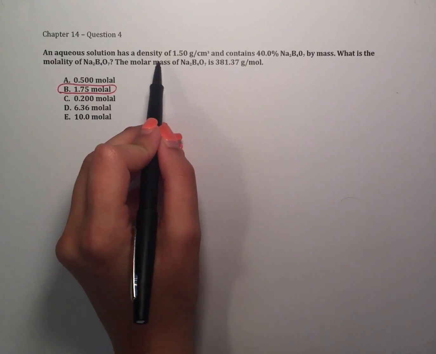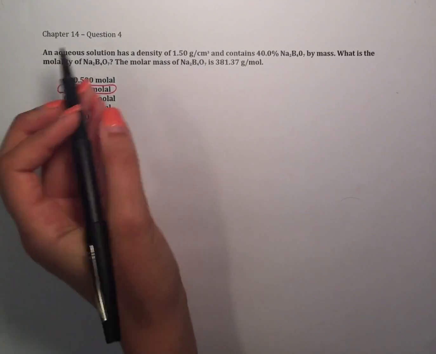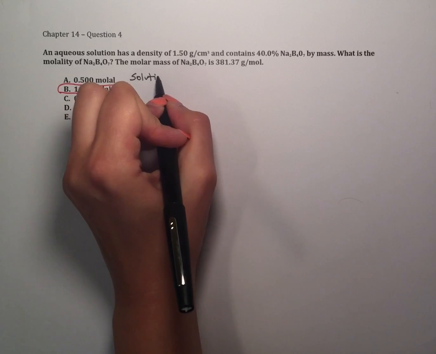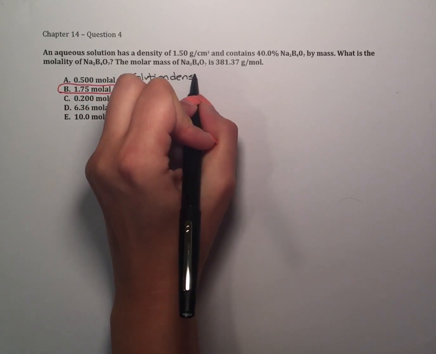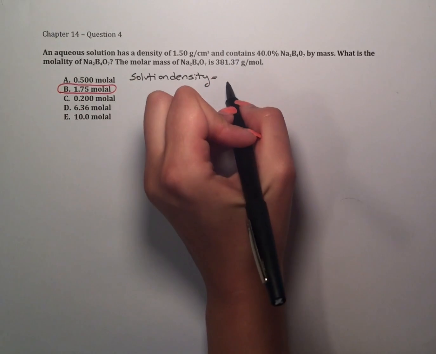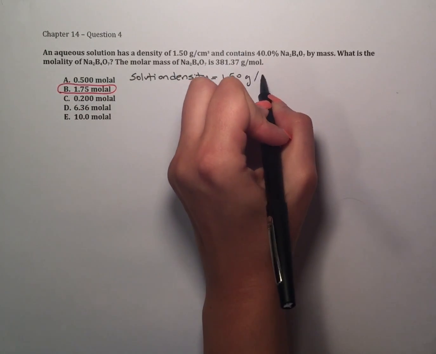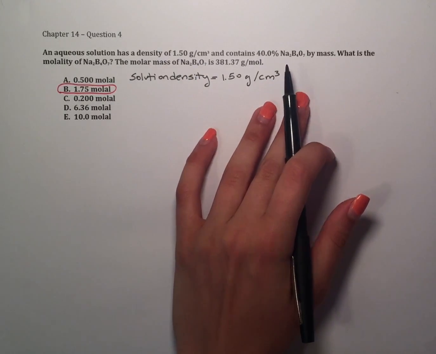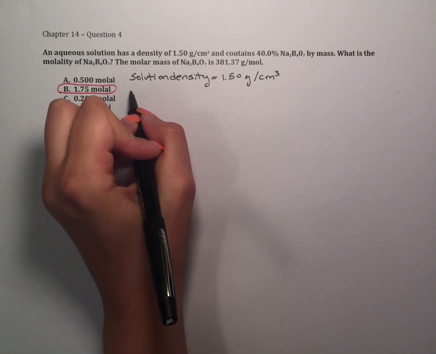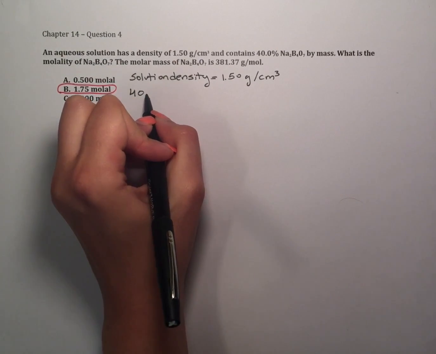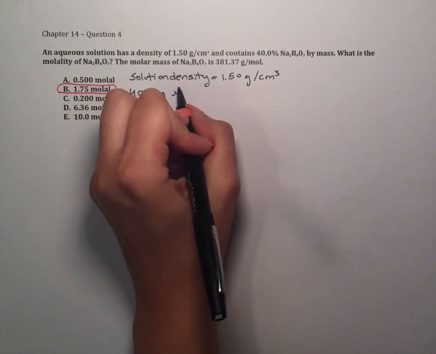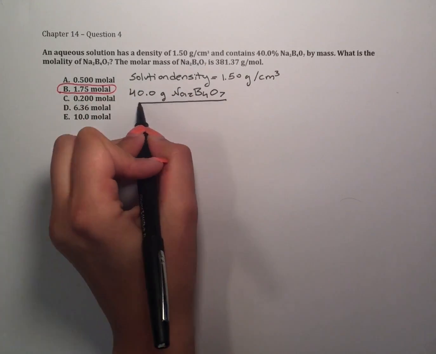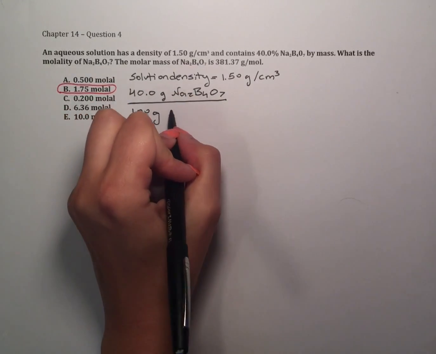An aqueous solution has a density of 1.50 grams per centimeter cubed. So solution density equals 1.50 grams per centimeter cubed and contains 40% Na2B4O7 by mass. So what that tells us is that we have 40.0 grams of Na2B4O7 per 100 grams of solution.